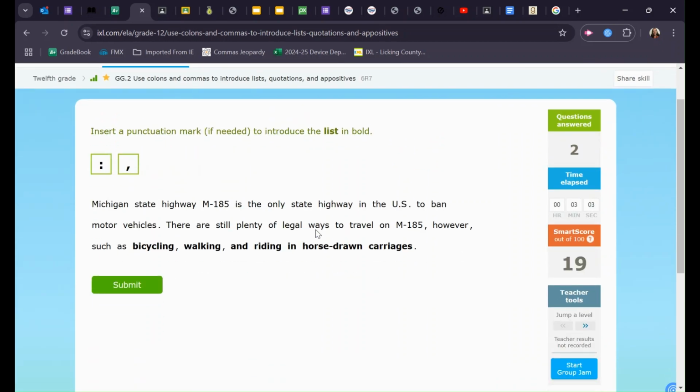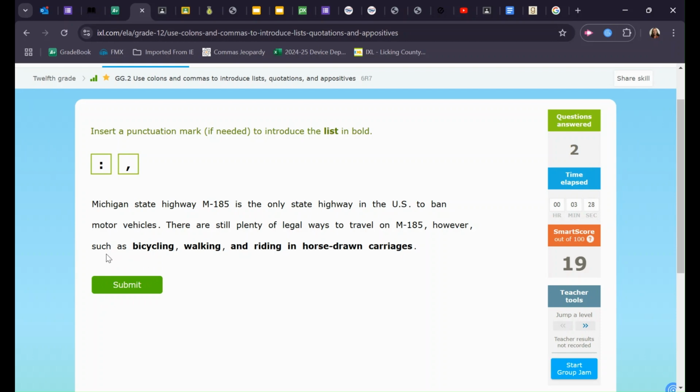Michigan State Highway M185 is the only state highway in the U.S. to ban motor vehicles. There are still plenty of legal ways to travel on M185, however, such as bicycling, walking, and riding in horse-drawn carriages. Well, I've got a list, and remember my choices for a list are colon or nothing. And the question is, do we have a pause here? And I don't need a pause leading in, right? Such as bicycling, walking, riding. It doesn't make sense to try and shove a pause in there.